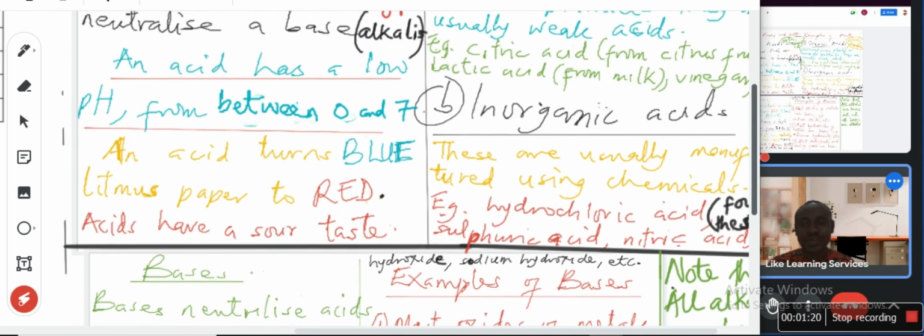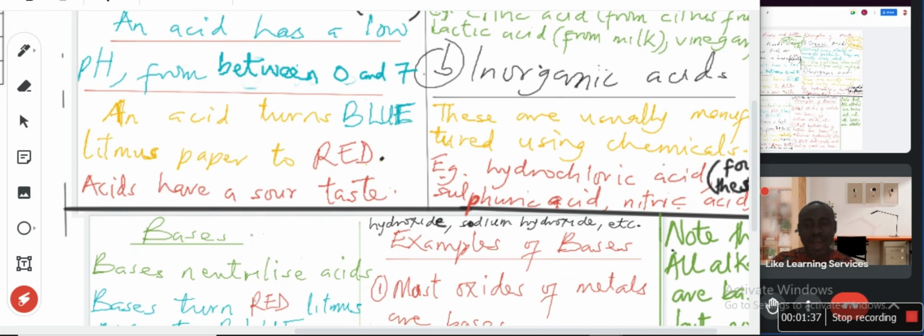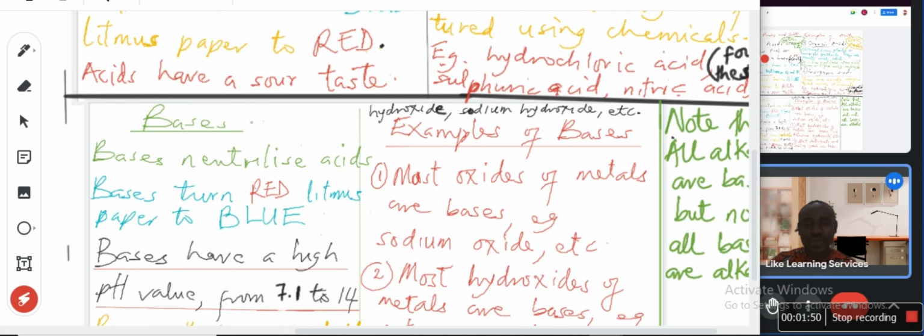And you know, an acid turns blue litmus paper to red, and an alkali turns red litmus paper to blue. Acids have a sour taste. When milk goes sour, goes bad, it becomes more acidic. Alkalines have a soapy taste.